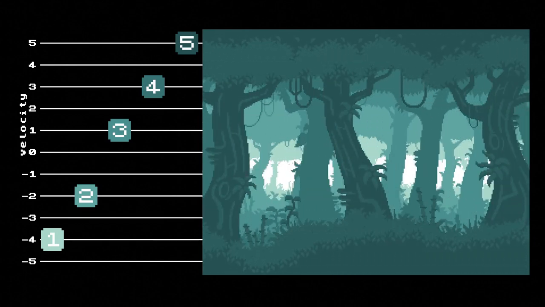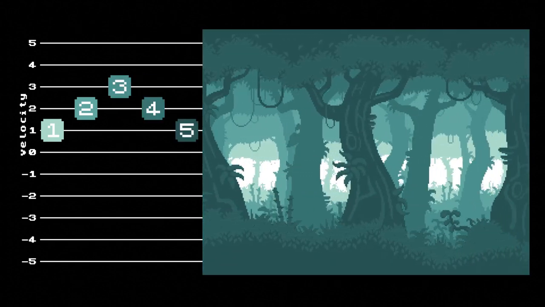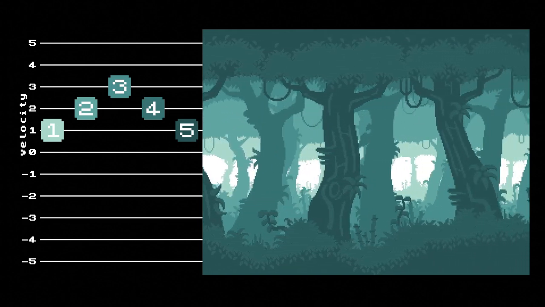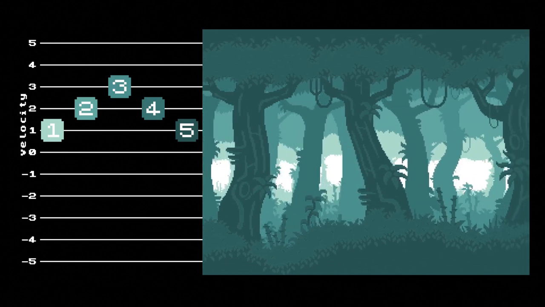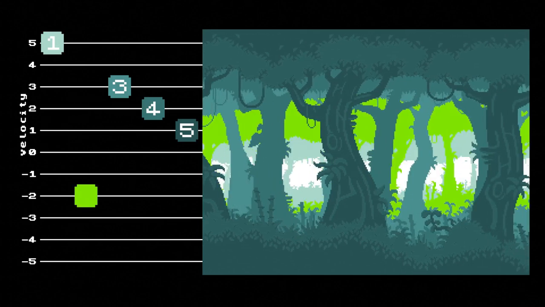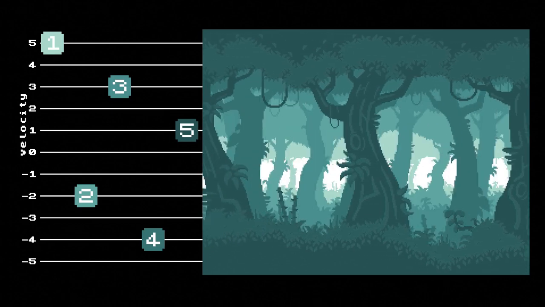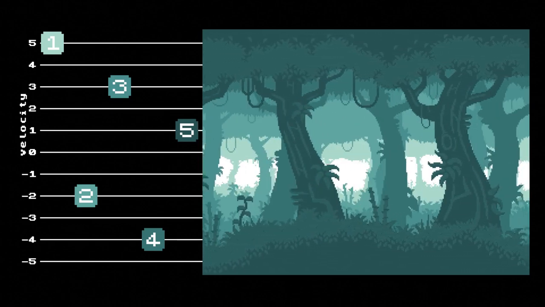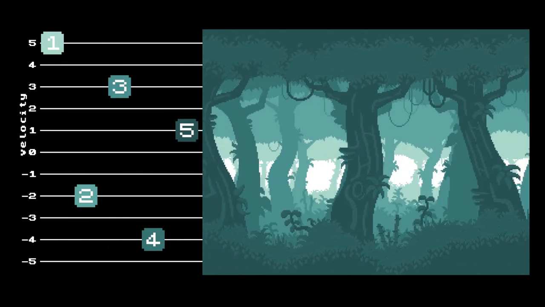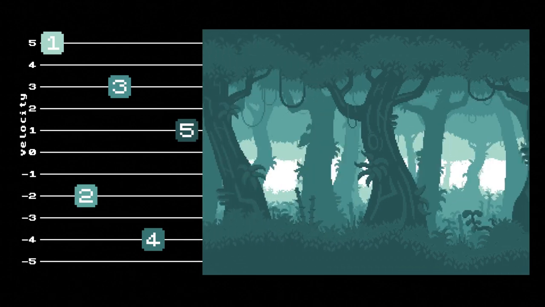Okay. What about 1, 2, 3, 2, 1? There's a weird kind of stop-start effect, even though I know each layer is moving at a constant velocity. I'm going to classify that as broken. And how about 5, minus 2, 3, minus 4, 1? Yeah, now that's broken. Yeah, so what's the rule for this?